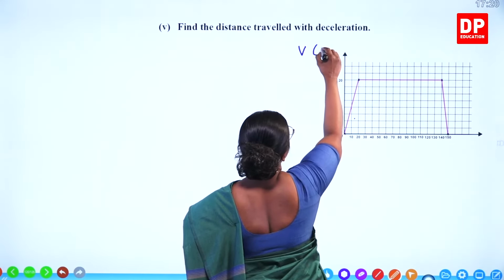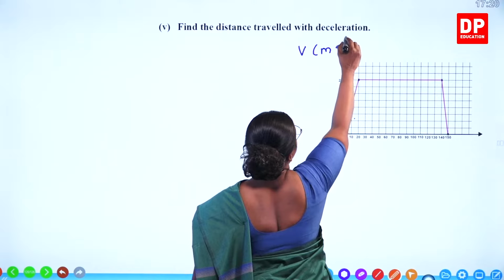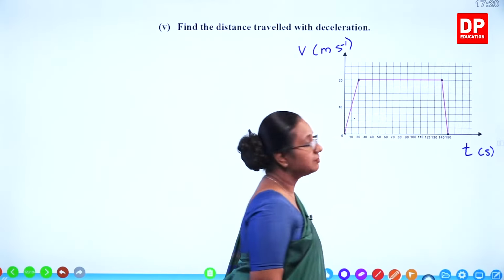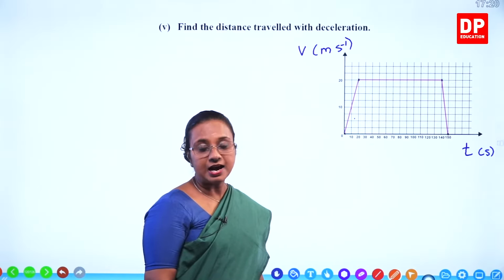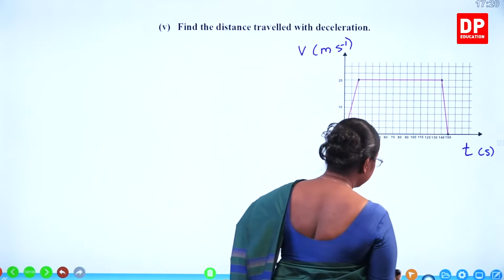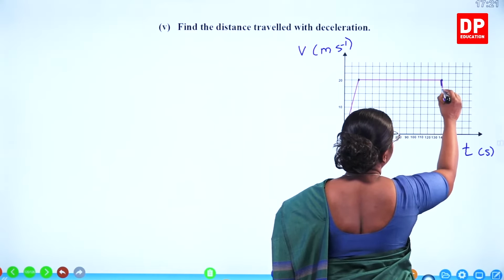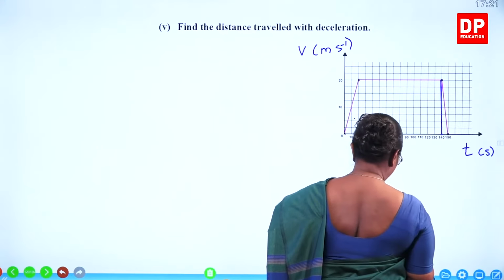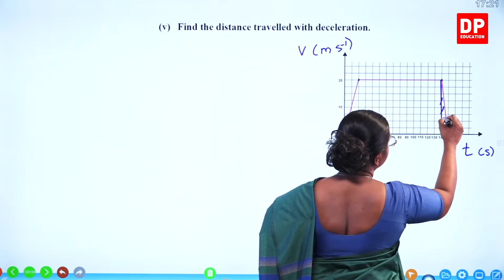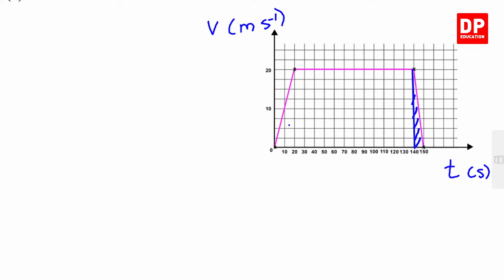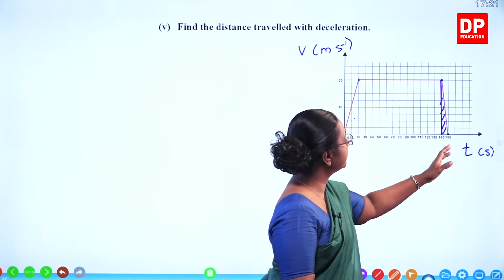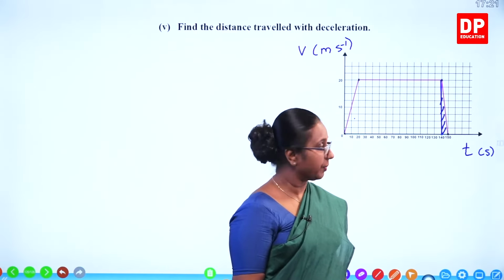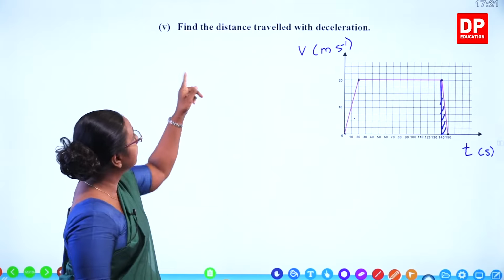velocity, that is meters per second, and time graph, time in seconds, we need to find the area under the curve. So here, if we mark the area of the curve, it is going to be this part, the area of the small triangle at the end of the graph. The last bit of the trapezium where the train decelerates and comes to a stop. So we need to calculate the distance.